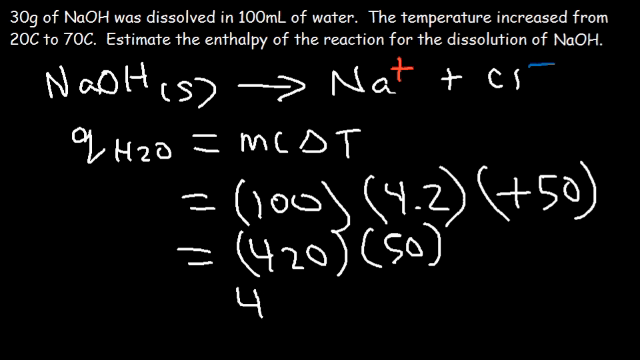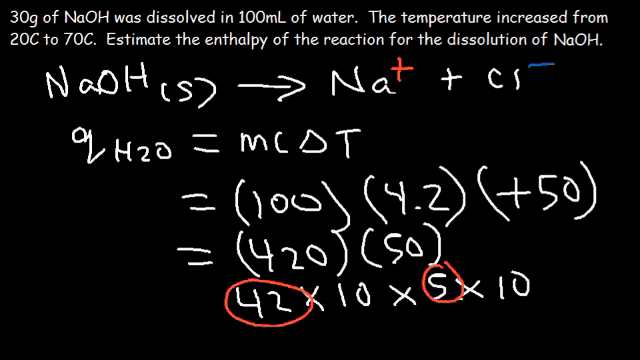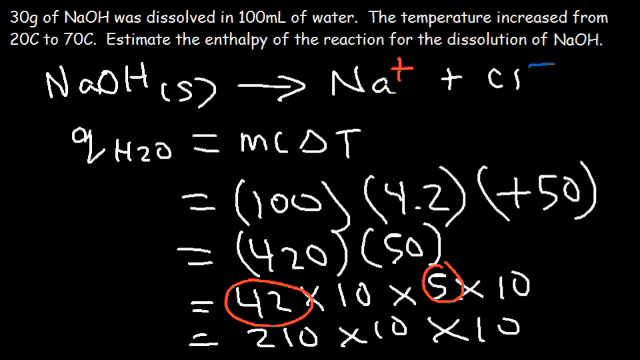Well, 420 is basically 42 times 10, and 50 is 5 times 10. So what's 5 times 42? 5 times 40, well, 5 times 4 is 20, so 5 times 40 is 200. And 5 times 2 is 10, so 200 plus 10 is 210. So this is going to be 210 times 10 times 10. 210 times 10 is 2100, times another 10, that's 21,000.